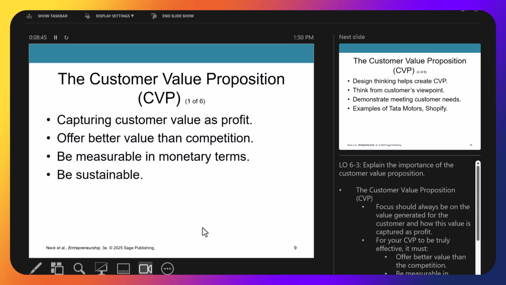So when you look at the customer value proposition: capturing the customer's value as profit, offering better than the competitor, being measurable in monetary terms, being sustainable. Again, the customer is going to be right. The customer is basically going to let you know what the value of that profit is. When it comes to what competitors may do, you've got to offer things that are better than them.